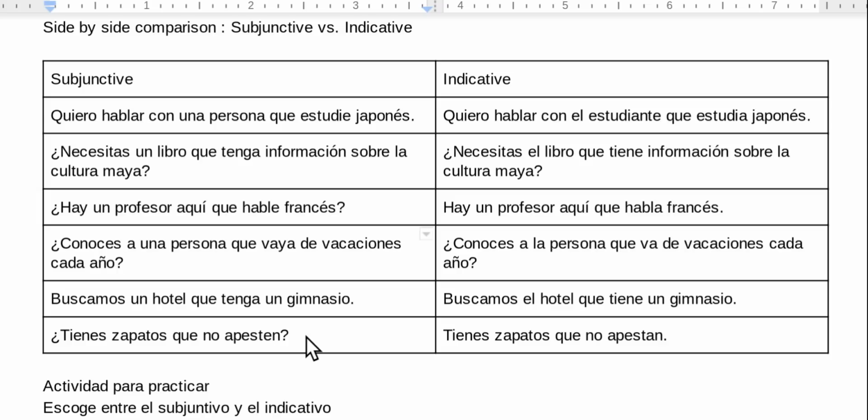And then the sentence to the right, it's exactly the same, but now it's a statement, and it says you have shoes that don't stink. So I know that you have shoes that don't stink. That's why I'm going to use the indicative.